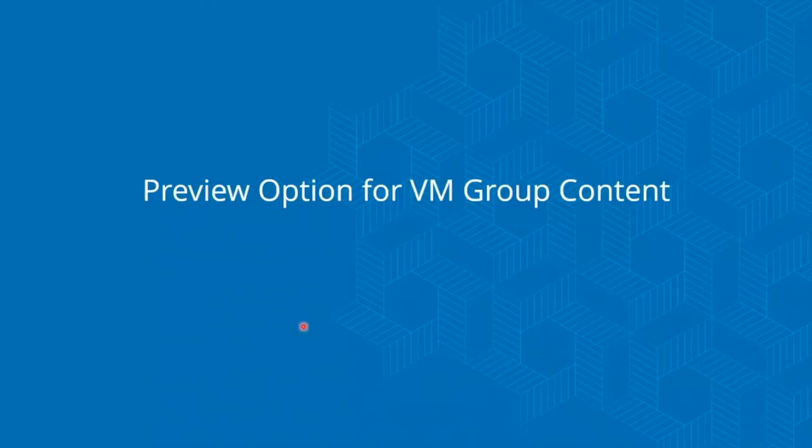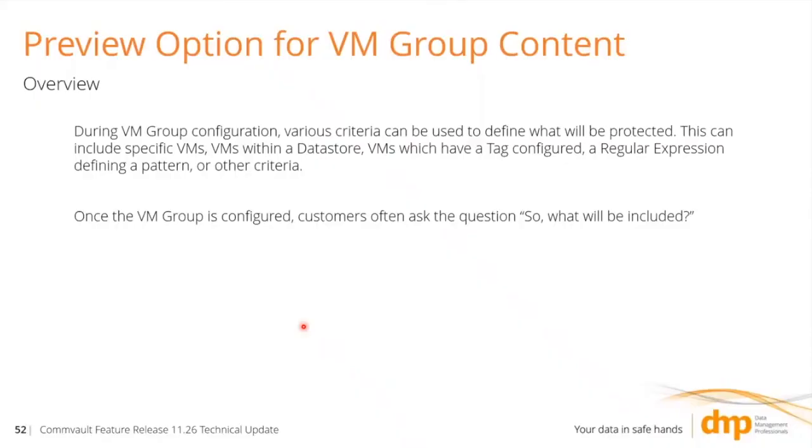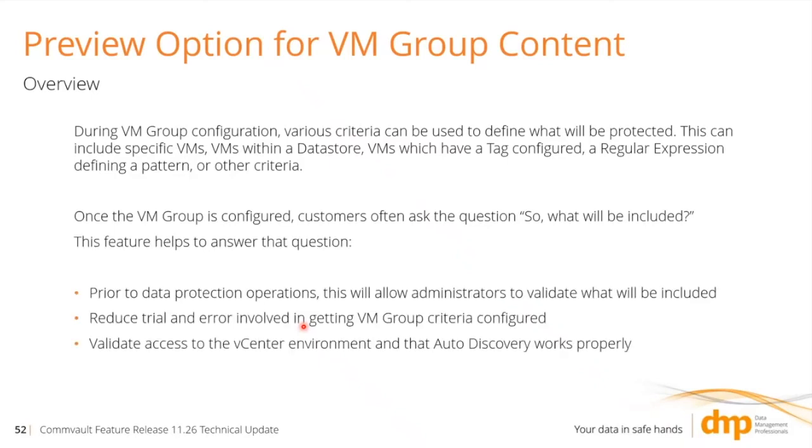So first one, preview option for the VM group content. So when you define a VM group which you want to include in your backup based on VMs within a data store, or what we just discussed, using tags, regular expressions, etc. You configure that virtual machine group. But then the question is, okay, I have now configured this. Which machines are now included in my backup? Am I sure that everything is being backed up? And this new feature helps you to answer that question.